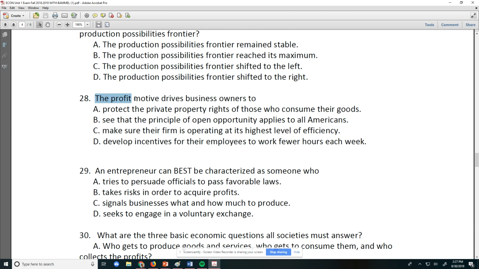28. The profit motive drives business owners to A, protect the private property rights of those who consume their goods. B, see that the principle of open opportunity applies to all Americans. C, make sure their firm is operating at its highest level of efficiency. Or D, develop incentives for their employees to work fewer hours each week.